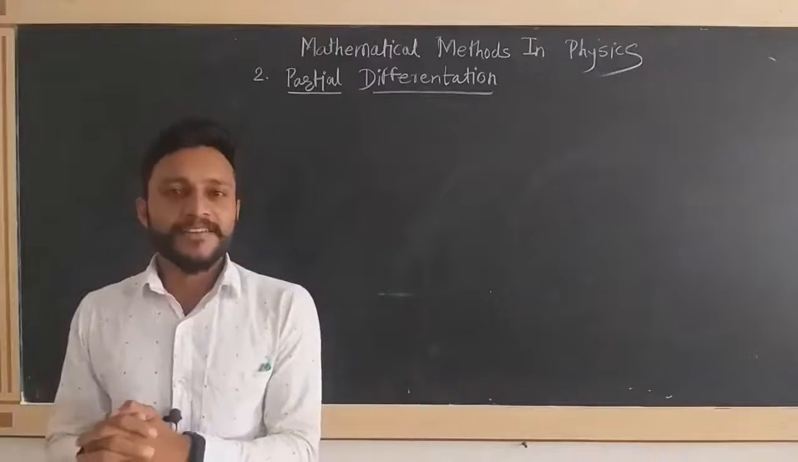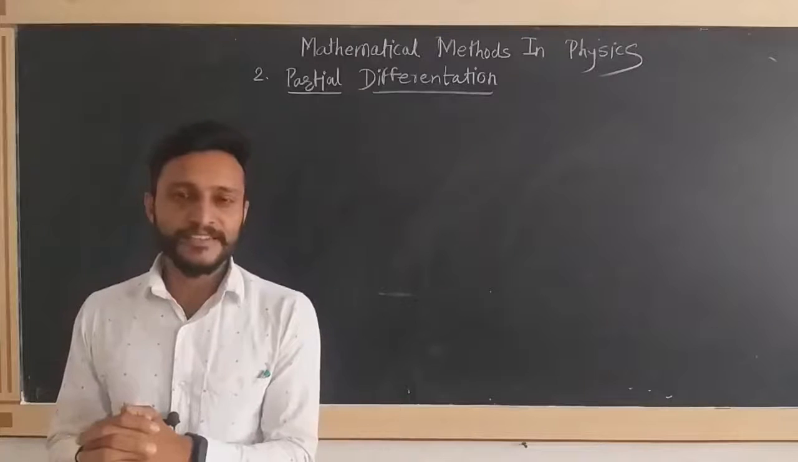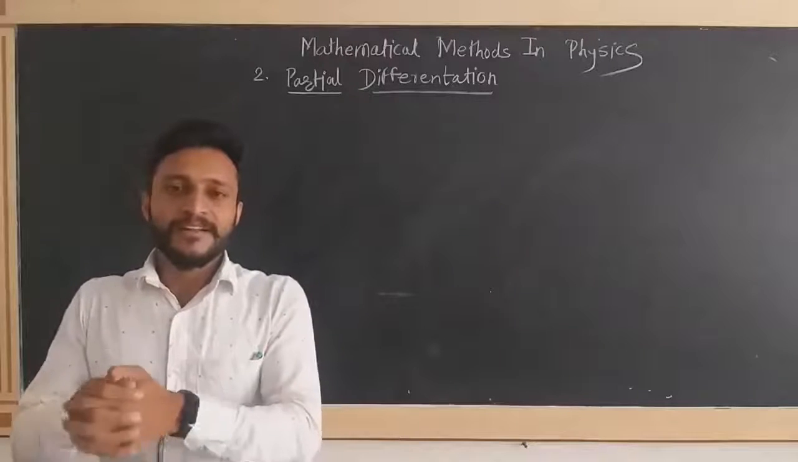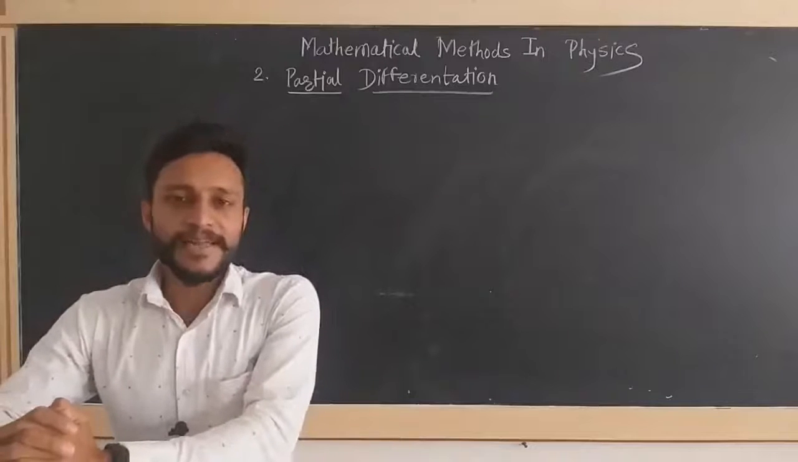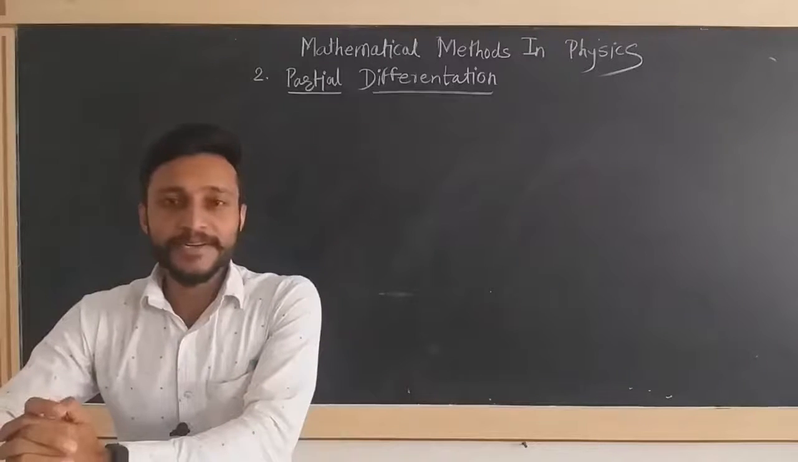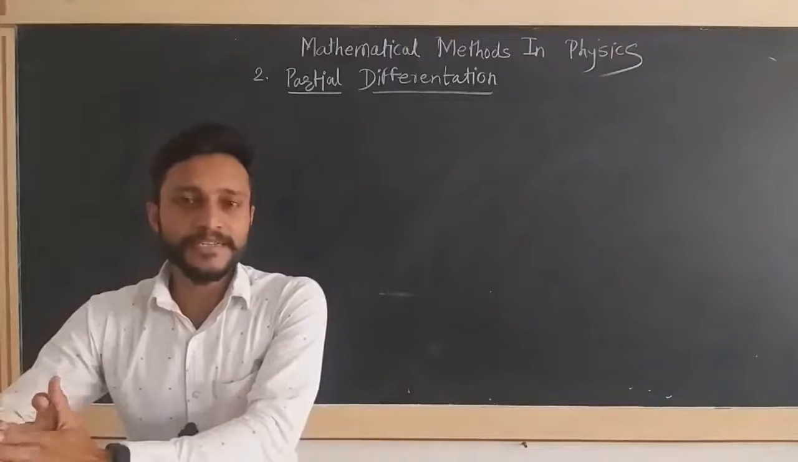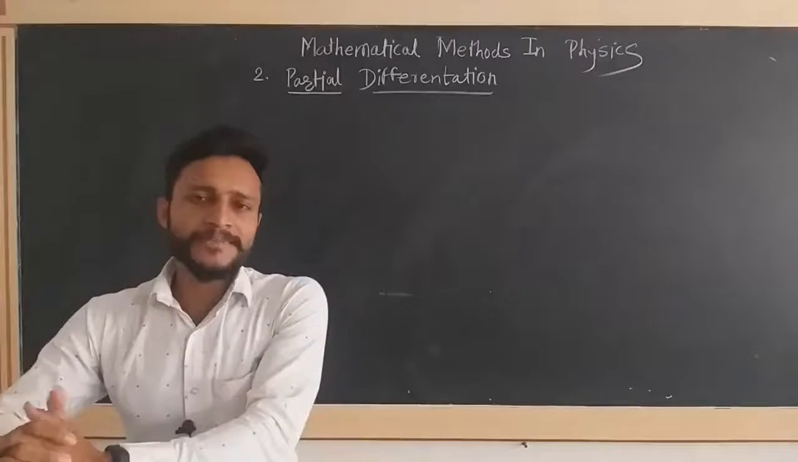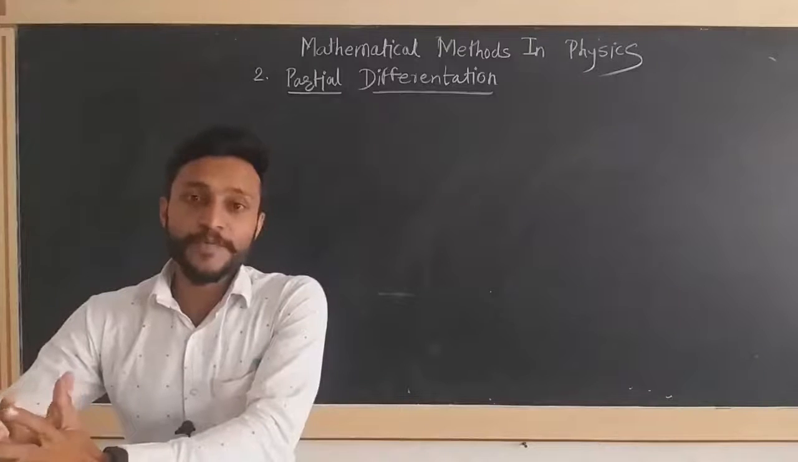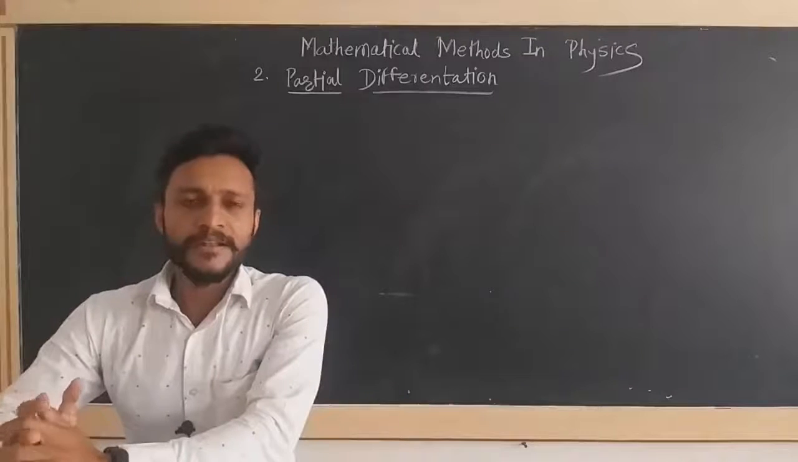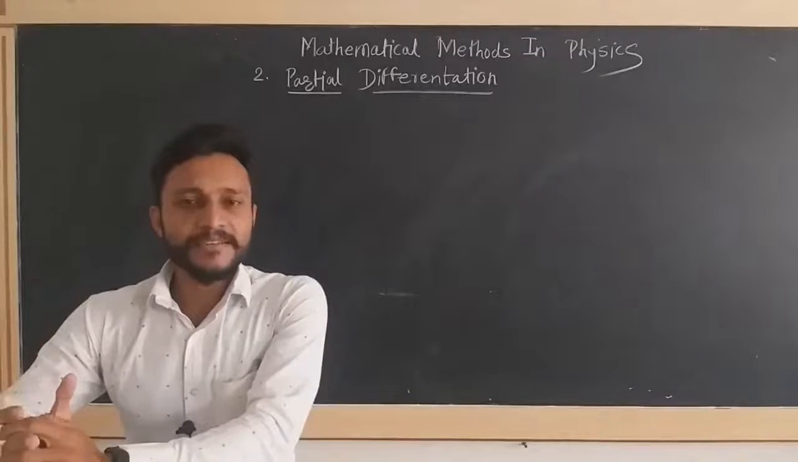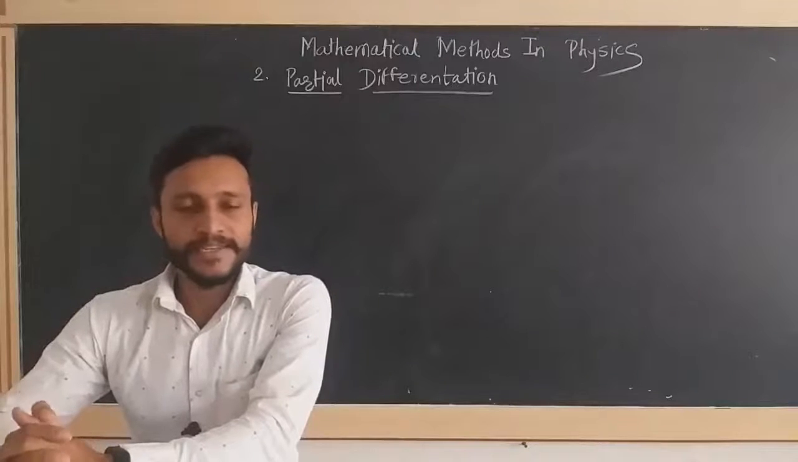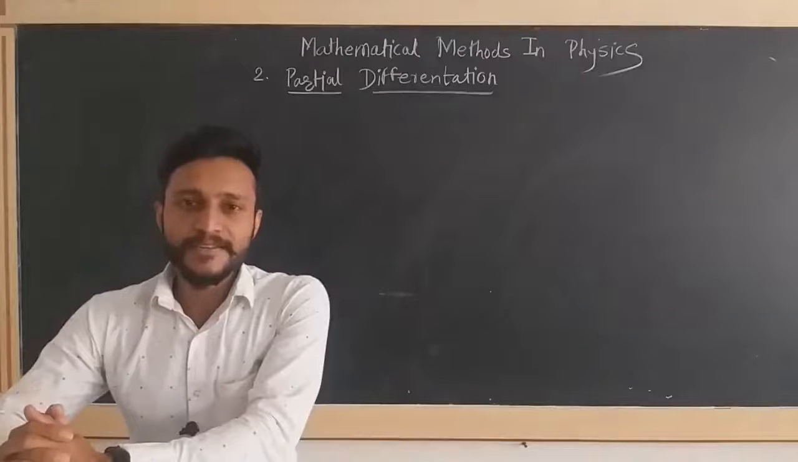In this lecture, we are going to start the new module, partial differentiation. Differentiation is the mathematical process to determine how a function is changing with respect to the variables. As we know, in physics there are so many physical quantities, and some physical quantities depend on any other physical quantities. For example, velocity.